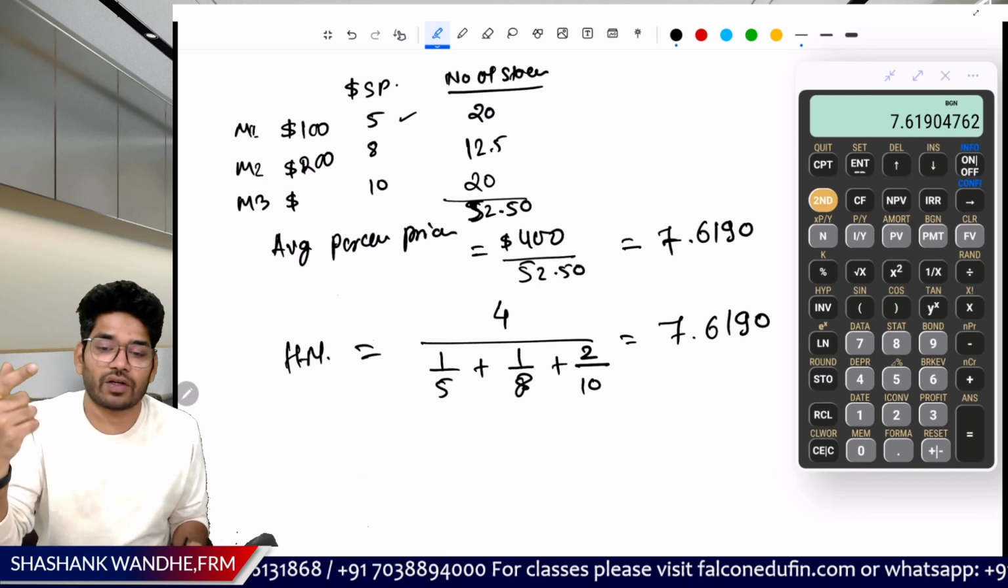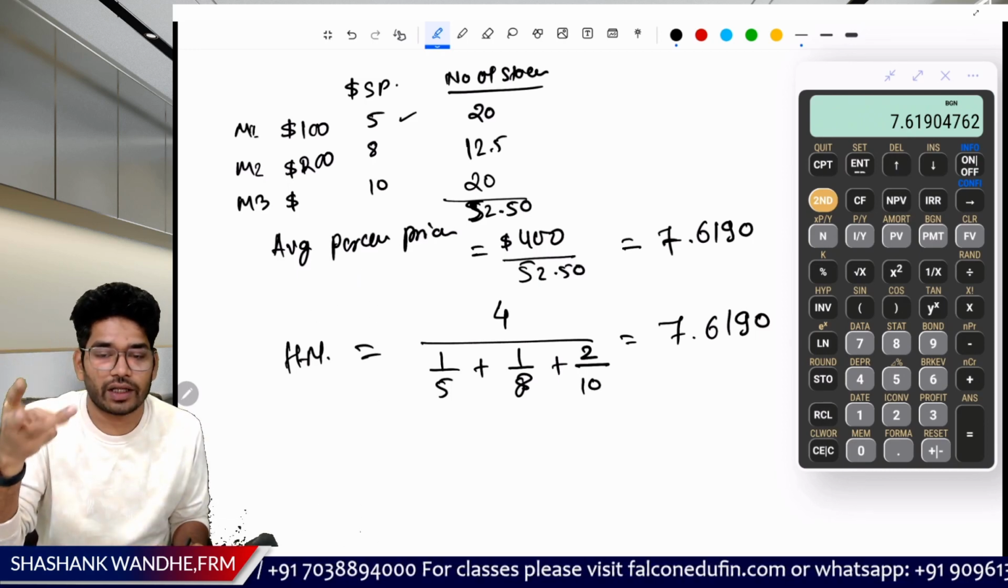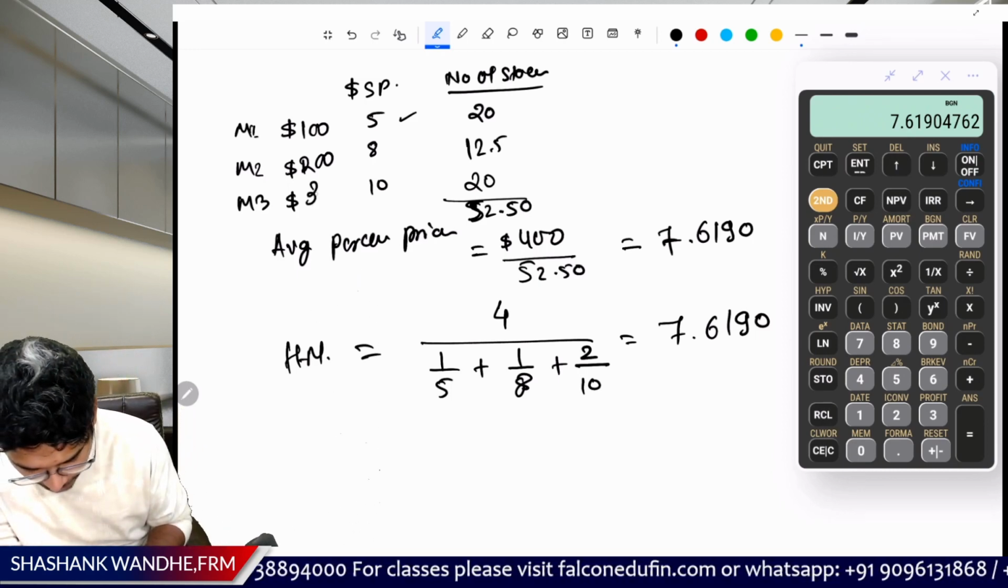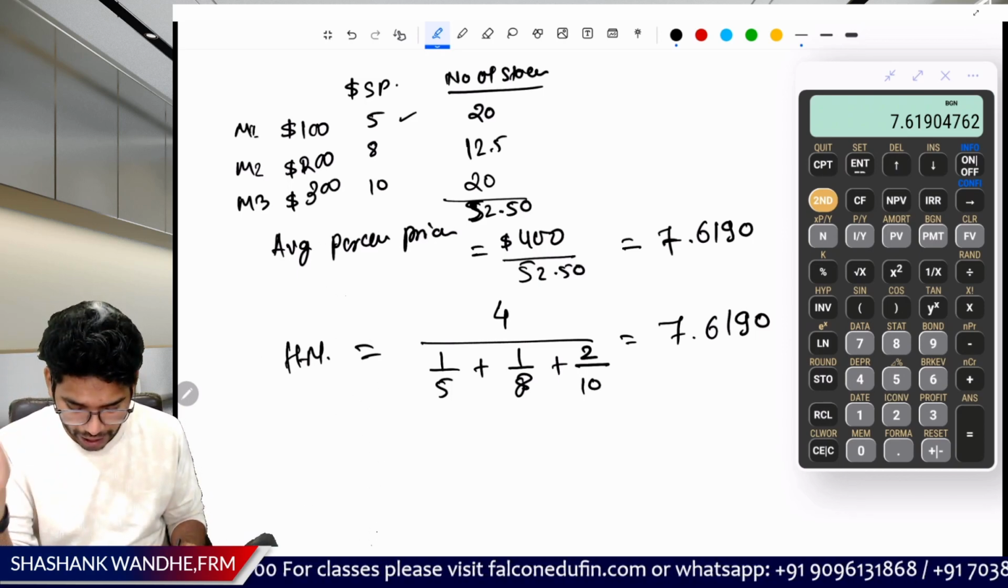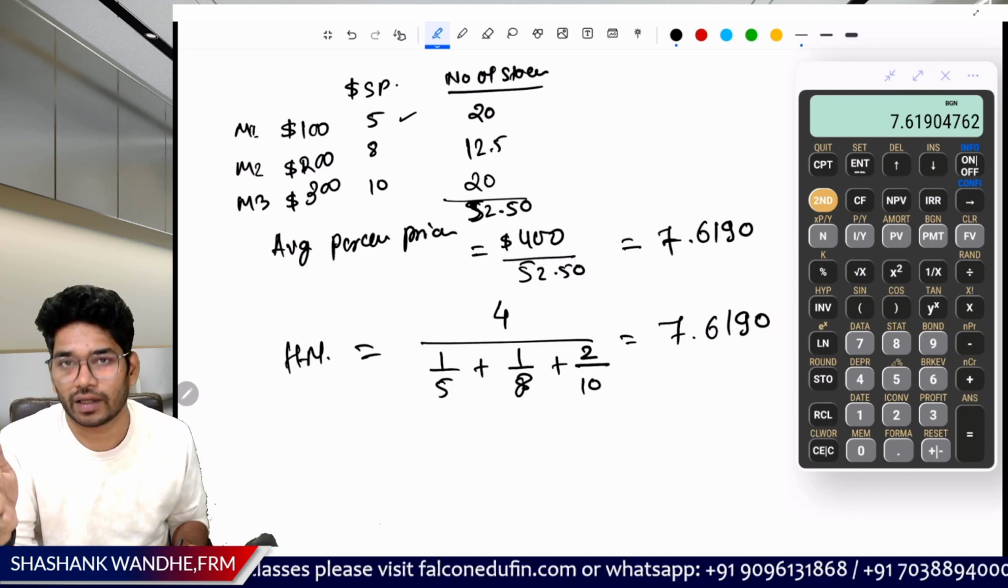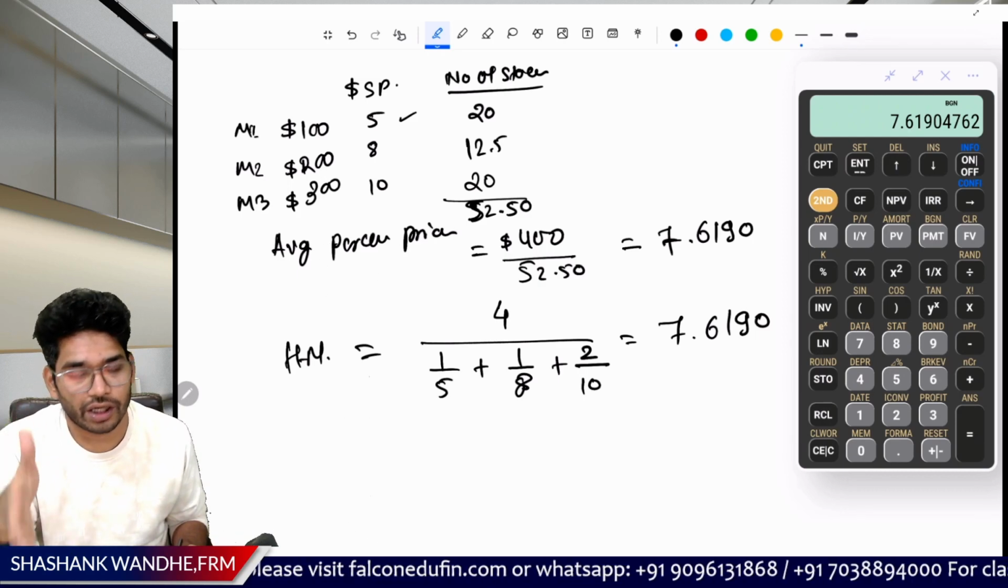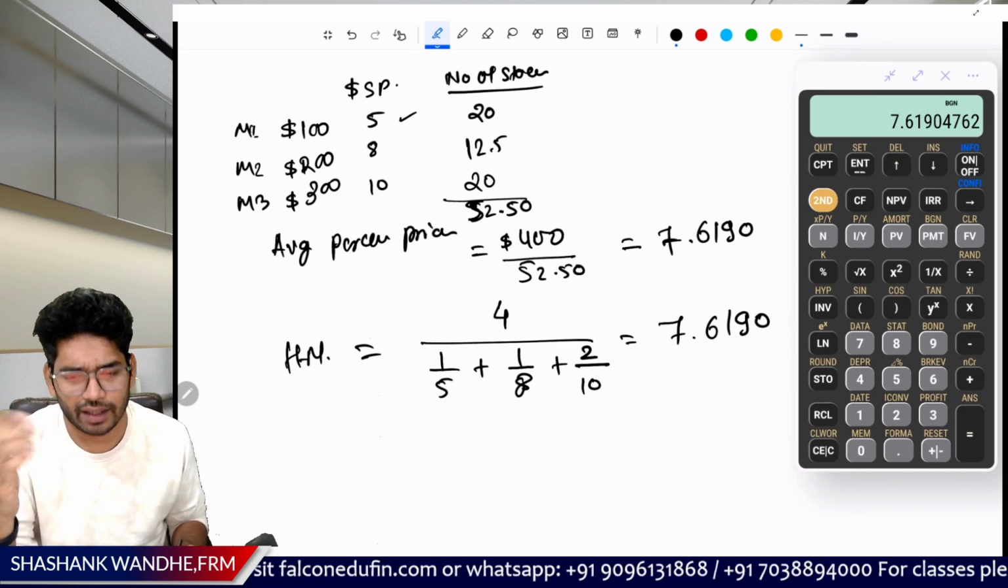So say in month 1 you are investing 100, in month 2 you are investing 200, in month 3 you are investing 300, and you are asked to calculate the average purchase price of the share in this particular case, and you are provided with the share price in each month, the purchase price in each month.